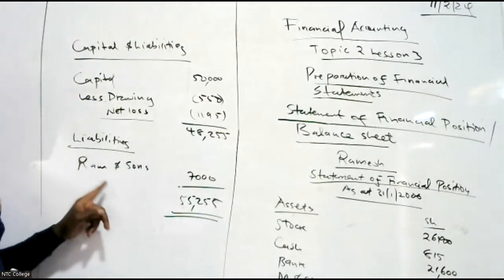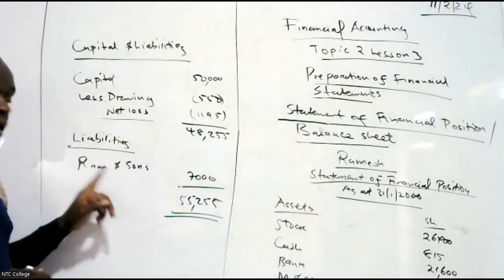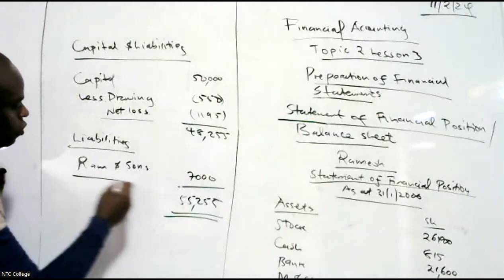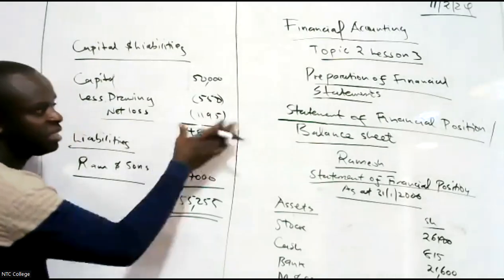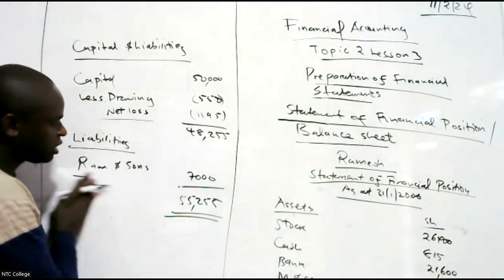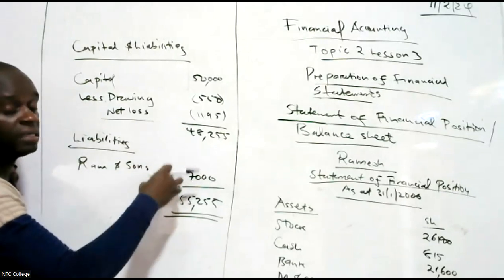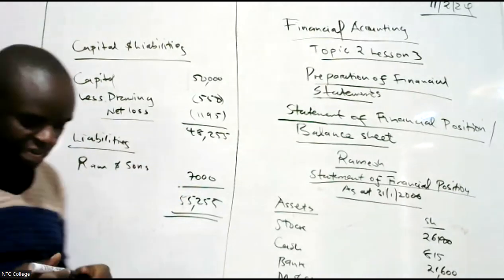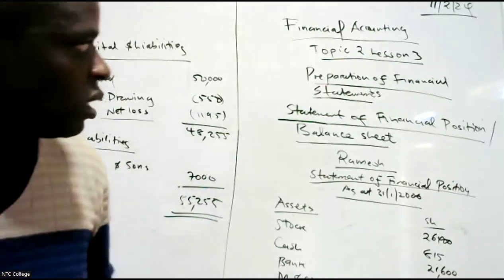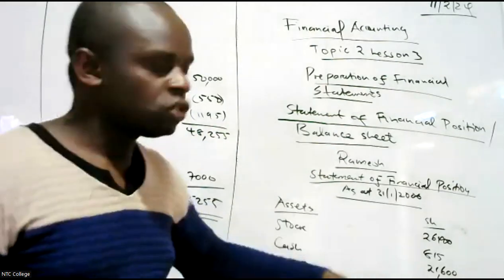Then lastly, we had liabilities. And this person is a liability because they gave the business some goods to do business with, but this business has not paid. So we have to list them as creditors. So basically, that's what we refer to as preparation of financial statements.